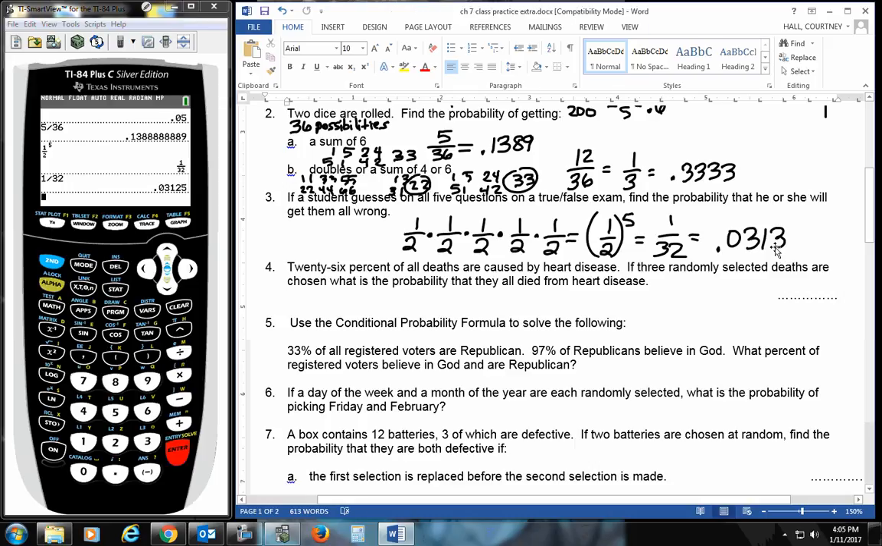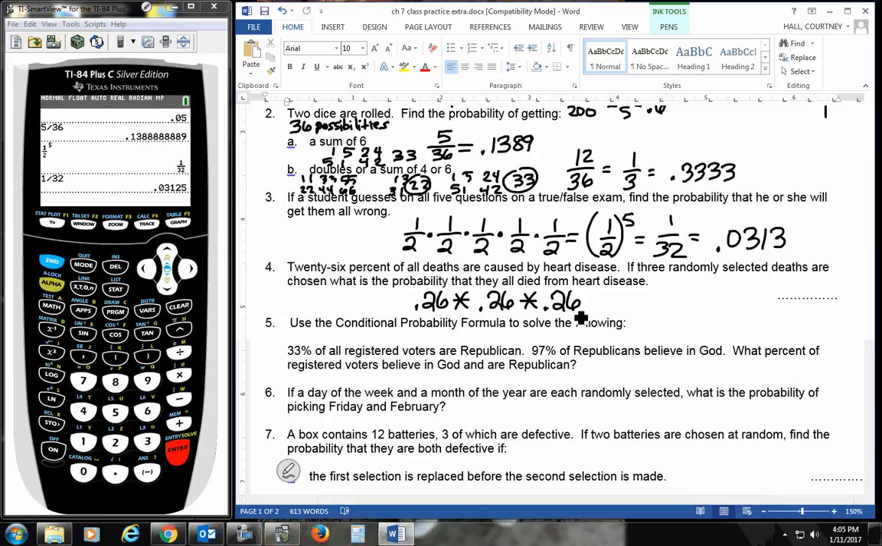Okay, 26% of all deaths are caused by heart disease. If 3 randomly selected deaths are chosen, what is the probability that they all died from heart disease? So you want, the first person, 26% chance they died of heart disease. Second person, 26% chance they died of heart disease. Third person, 26% chance of dying of heart disease. But I want to multiply those together because it's not or. You want all 3 people all died from heart disease. So if all 3 things have to happen, then it's first person and second person and third person.